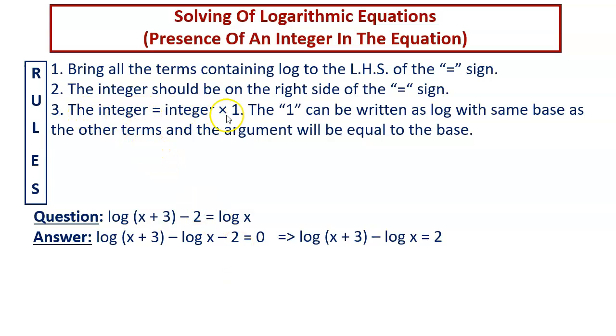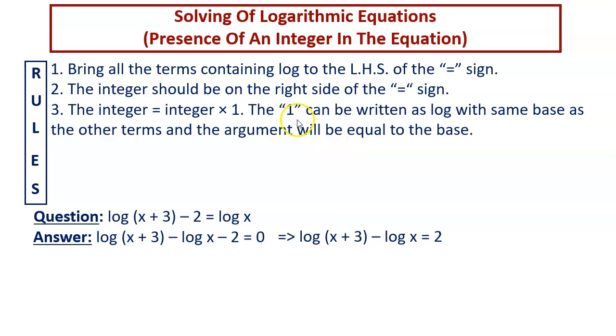The integer is equal to integer times 1. This 2 can be written as 2 times 1. And the 1 can be written as log with the same base as the other terms. The base is equal to 10, so it will be log to the base 10, and the argument will be equal to the base. So we know that log of a to the base a is equal to 1.